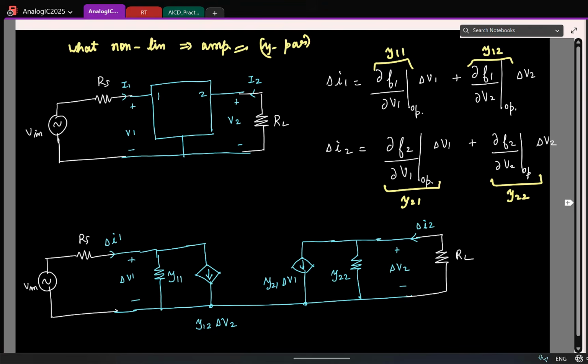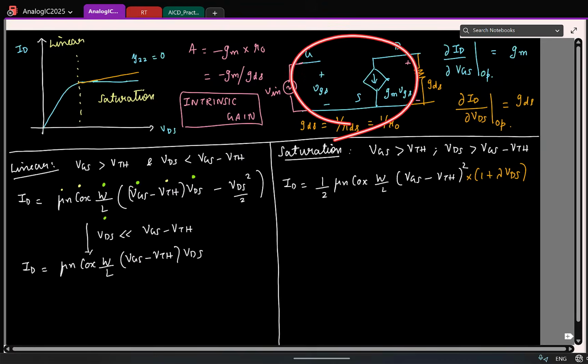So again, this is a common mistake students make. It's a nice interview question to ask. People always think it is valid only in saturation, but that's not the case. This is a nonlinear device. I don't care where it is operating. For any small signal change, I can always model it this way. So this model, I will write it here, is valid in all regions. Is that clear?